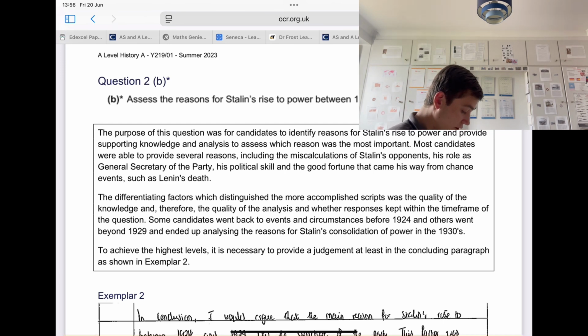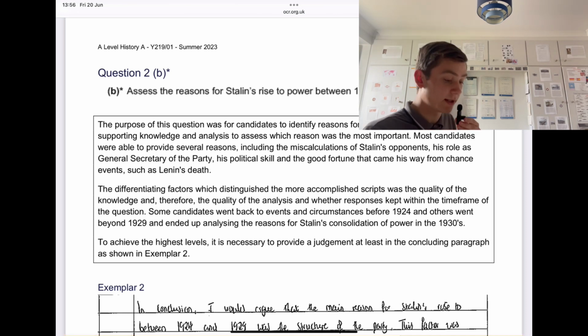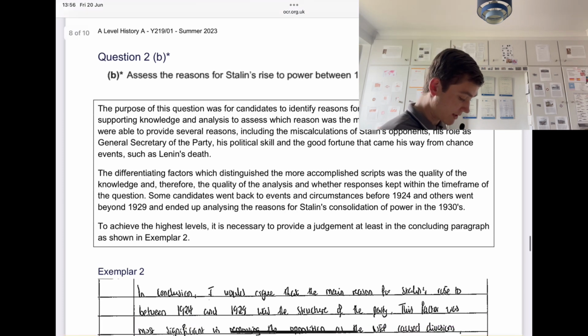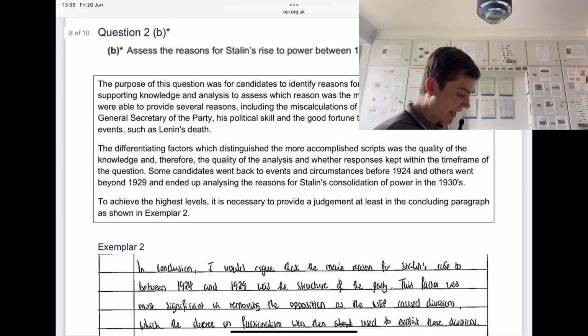The purpose of this question was for candidates to identify reasons for Stalin's rise to power and provide supporting knowledge and analysis to assess which reason was the most important. That's what they're looking for. Most candidates were able to provide several reasons, including the miscalculations of Stalin's opponents, his role as general secretary of the party, his political skills and good fortune that came his way from chance events such as Lenin's death.